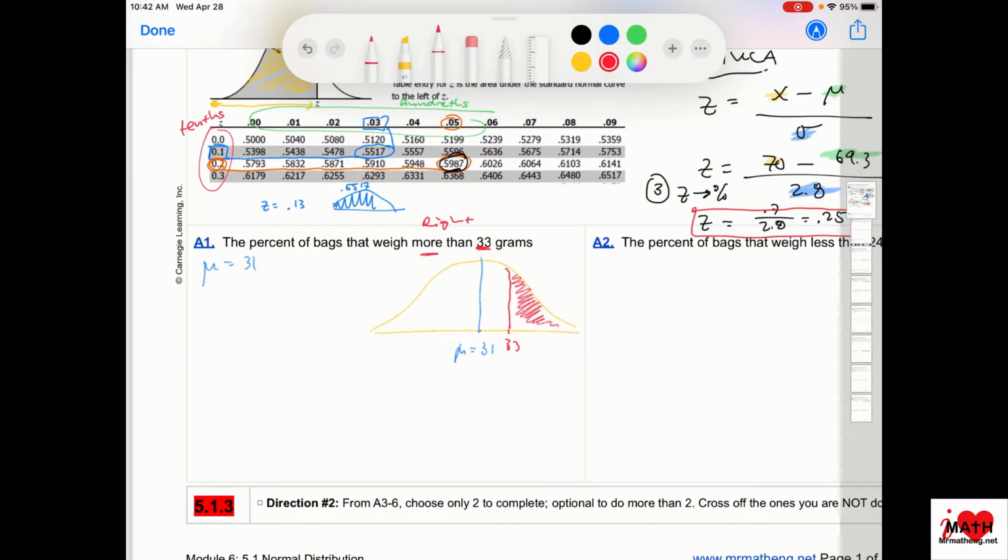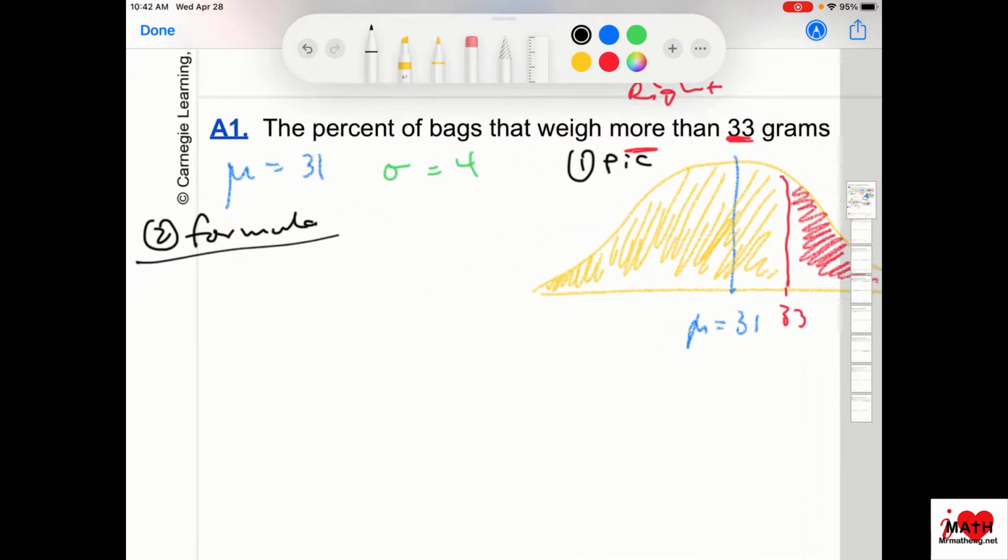And to do that, remember our z-score table only helps us find what's on the left, starting over here. So basically I'm going to have to figure out the yellow, and that'll help us find the red. Okay, in the problem it tells us that the standard deviation is also equal to 4. Okay, so the first thing I'm going to do is we got a picture, and now we got our formula. Always write down the formula every single time. Z equals x minus the mean over the standard deviation.